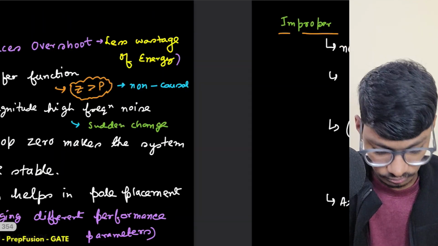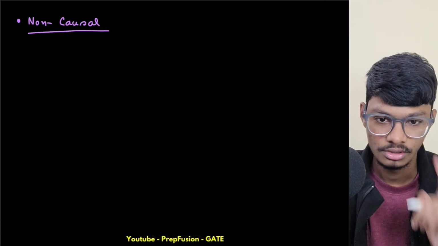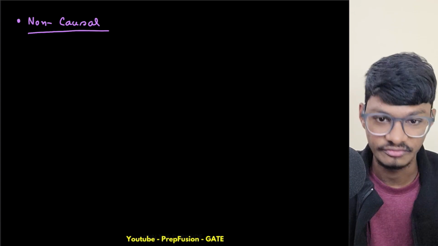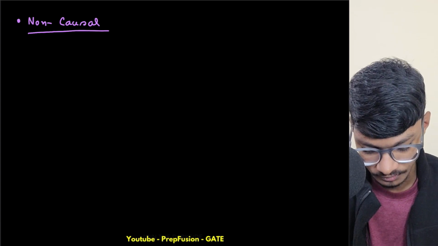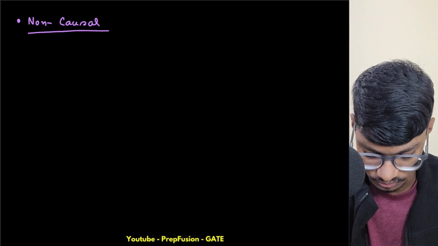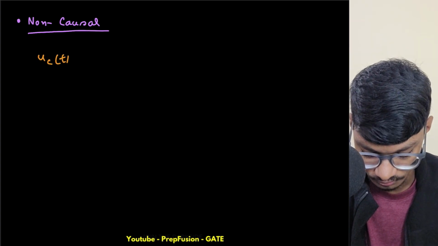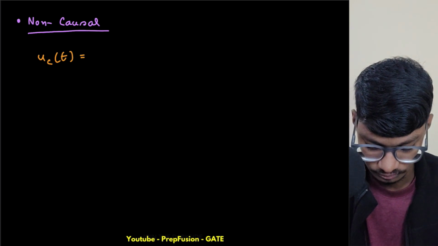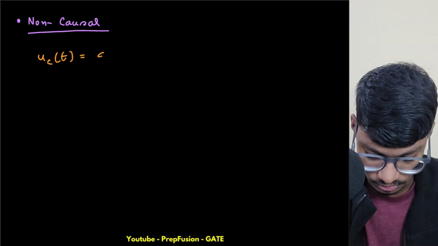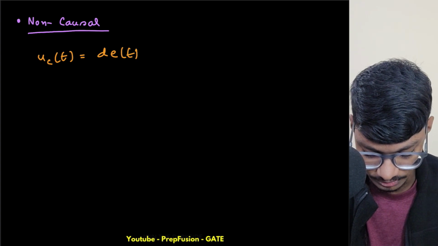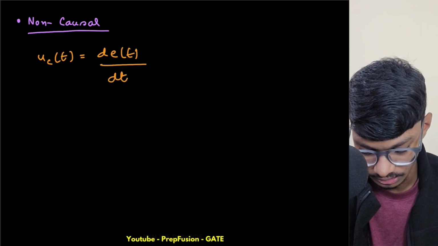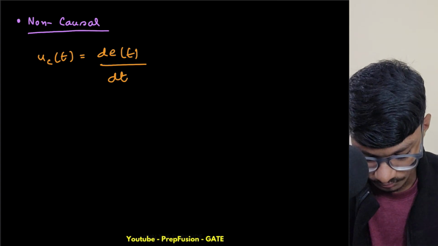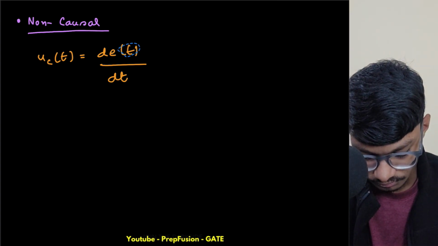Okay, so why is it so? If we recall the basic definition of a differentiation function, what is it? My controller transfer function u_c(t) equals de(t)/dt.